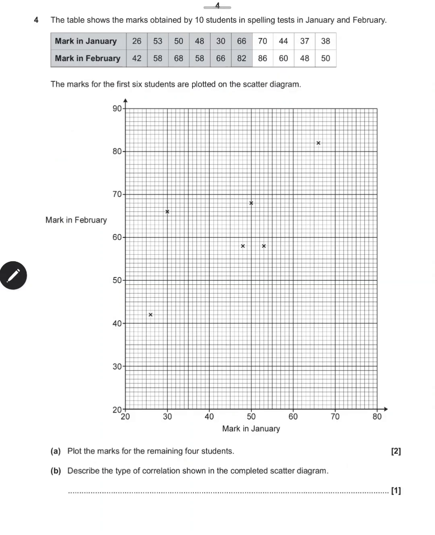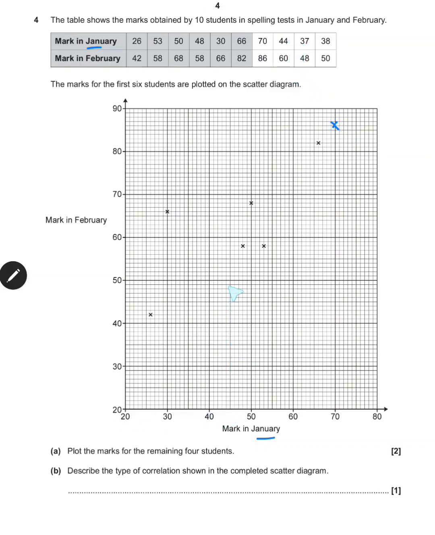Question 4, we've just got a scatter graph. We've got data points in grey that have been plotted, and we've got to plot these remaining 4. So just make sure you're in the right place. January is down here. So I'm going to go across to 70 and up to 86. Across to 70 and up to 80. Just be careful. 1, 2, 3, 4, 5, 6, 7, 8. Yeah, it's going up in ones. So 86 is there. Across to 44 and up to 60.